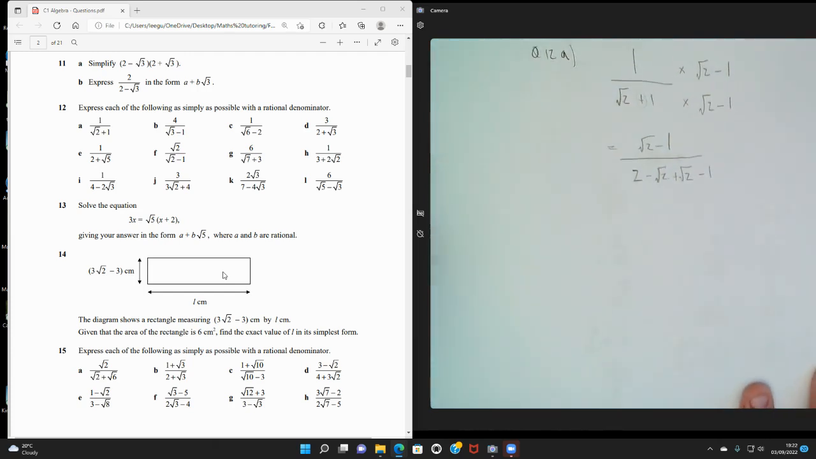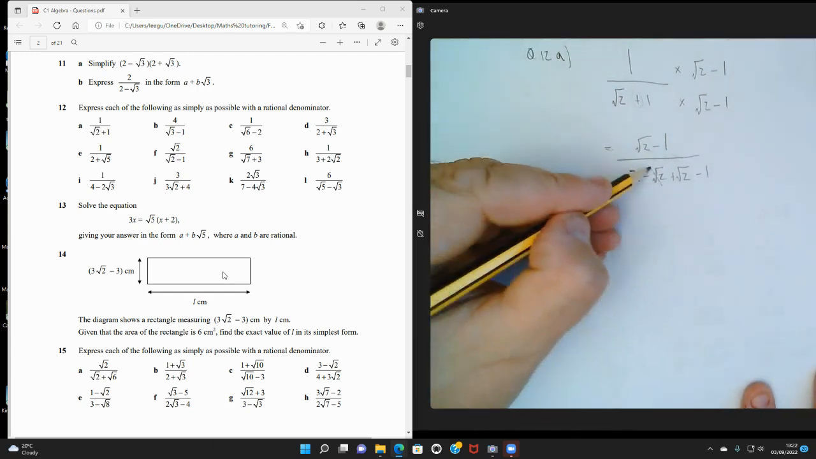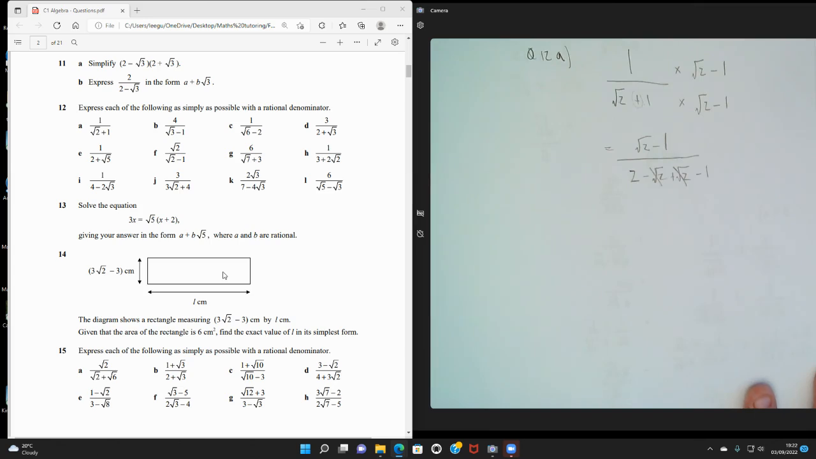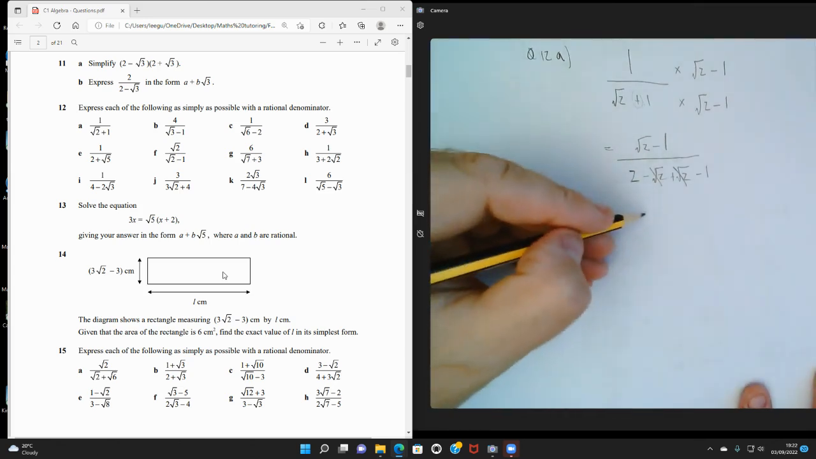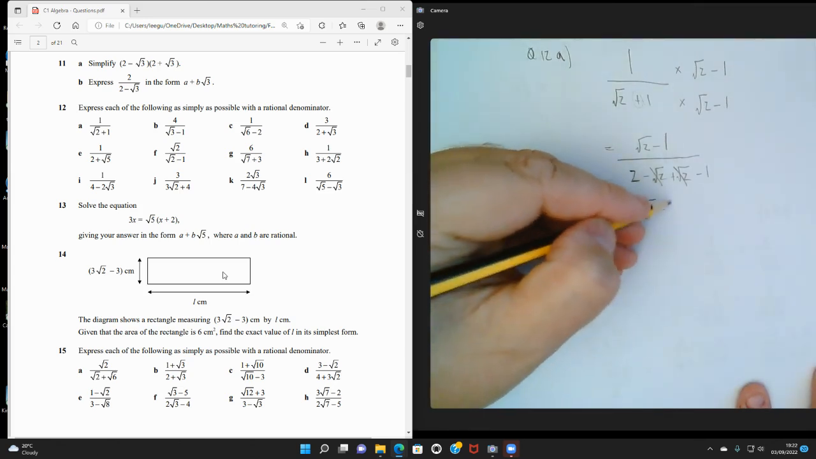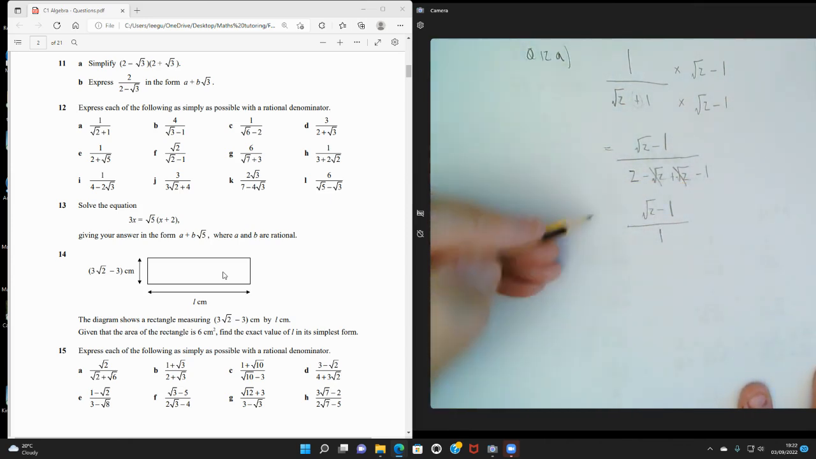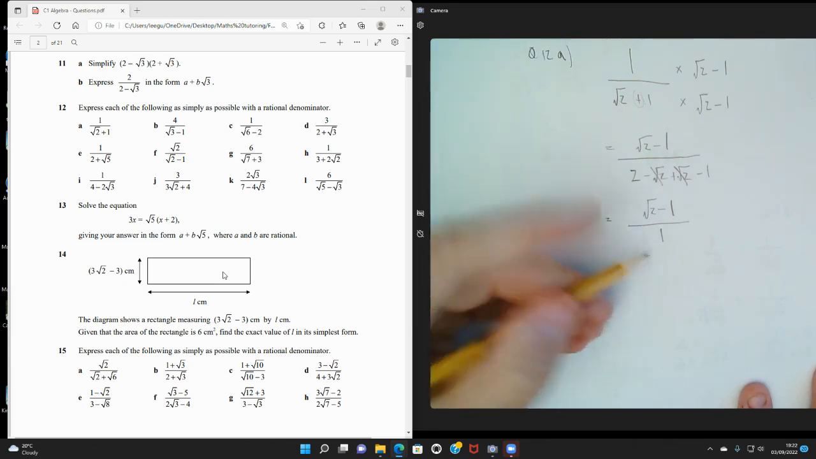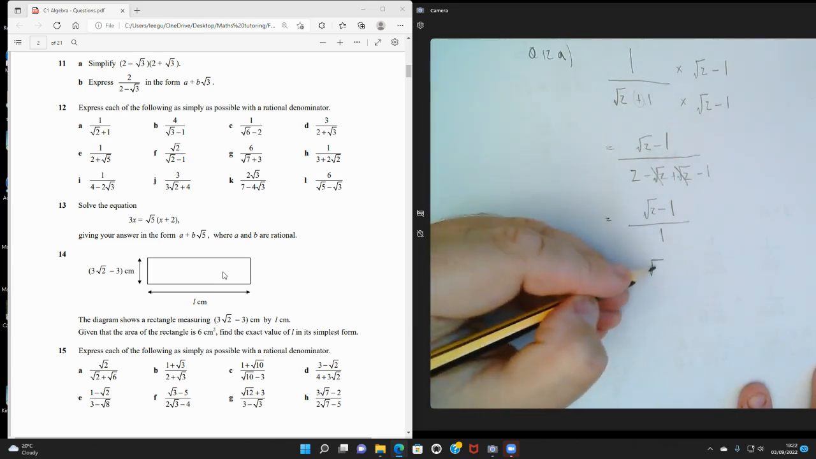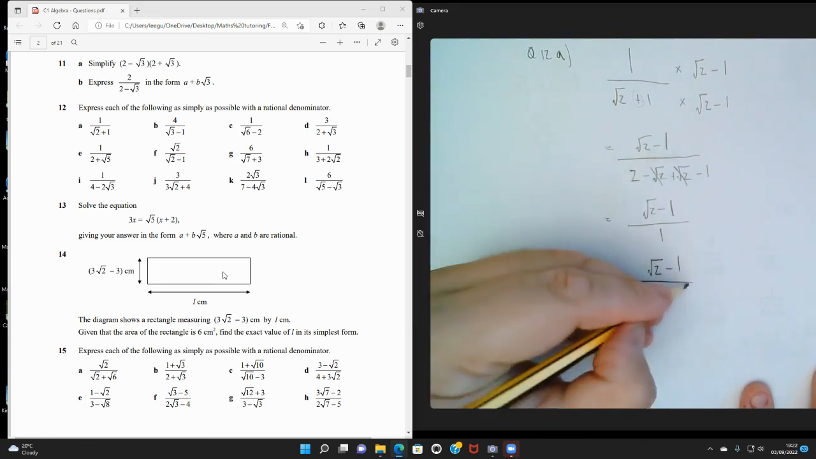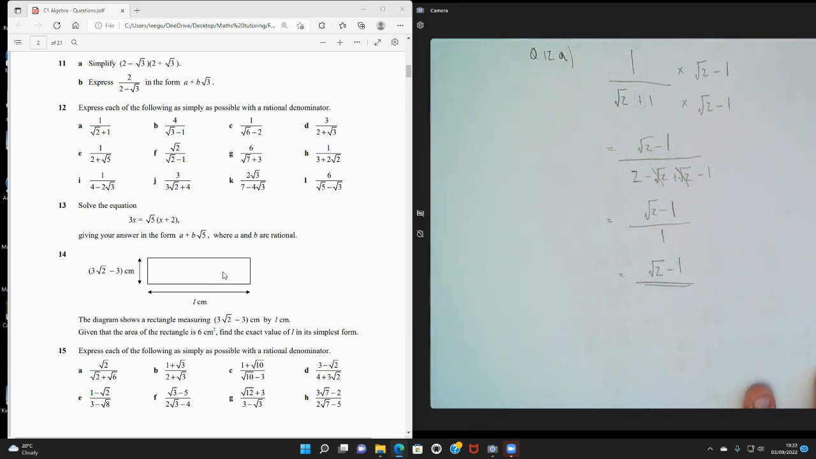So now, when we collect like terms, we have plus root 2 and minus root 2 cancelling out with each other. The numerator is still root 2 minus 1. The denominator is now 2 minus 1, which is 1. So in this case, the rationalized fraction is root 2 minus 1, and we have rationalized the denominator. In this case, we actually remove the denominator altogether. So that's an example of how we would approach these kinds of ones.